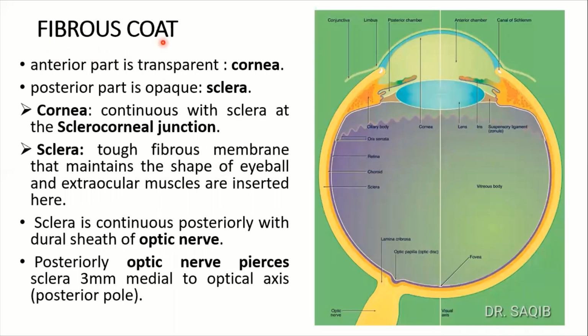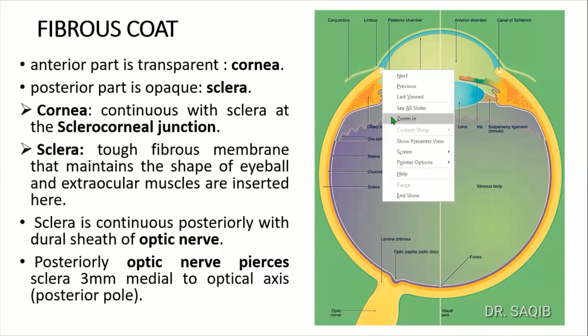So first of all, of course, this is the fibrous coat. The anterior part is the transparent cornea. So cornea, this transparent part, you see the red laser, this is transparent and this is avascular. Cornea doesn't have any blood supply of its own. The posterior part is opaque, right? This is the sclera. And the cornea and sclera are continuous at the sclerocorneal junction.